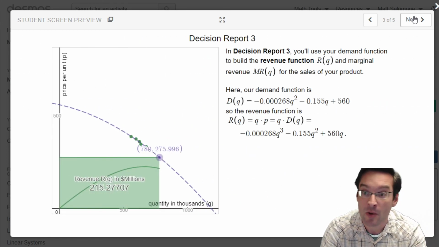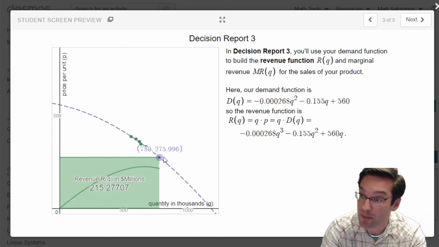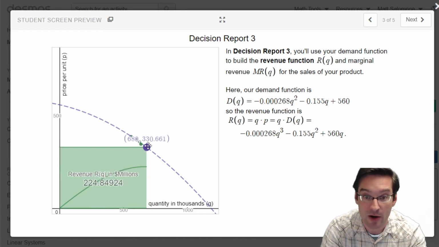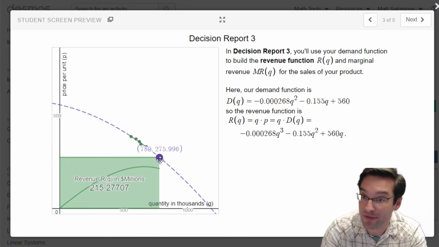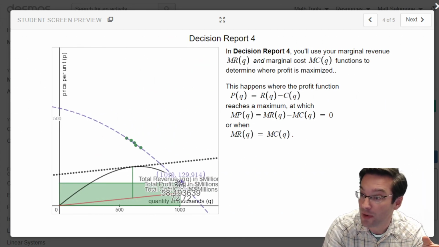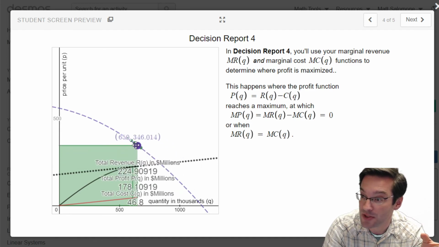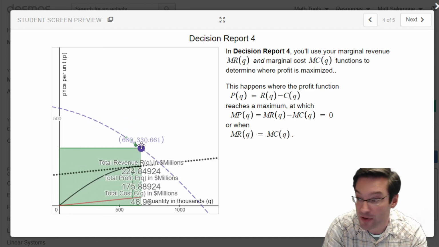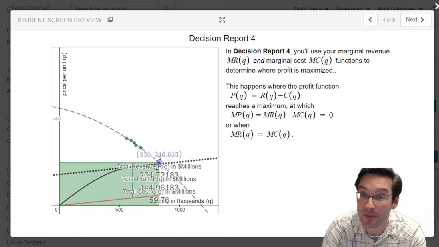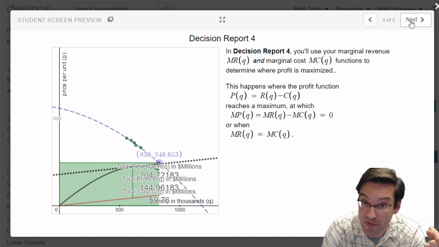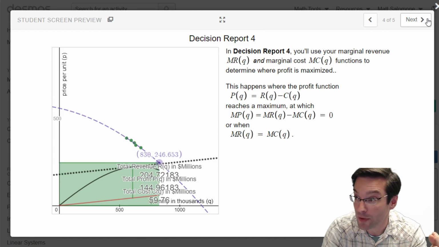Once we have that, we use it to determine a revenue function, just by multiplying my demand function by Q. Those revenues can also be thought of as the areas of these rectangles on the demand graph. With your revenue function in hand, you then also need to determine how to maximize the profit, which is the difference between revenue and cost. And profit gets maximized at the place where the revenue and cost functions have the same slope, where marginal revenue and marginal cost agree with one another. You'll find 1 or more potential places at which profit is maximized in decision report number 4.